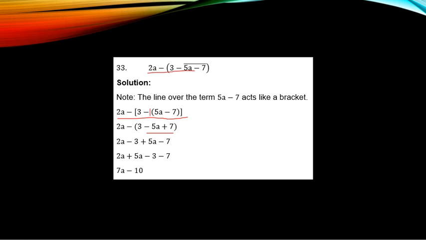Then the minus outside is also like minus 1. So if you open the bracket, you have 2a minus 3 minus times minus 1 times minus 5a is plus 5a, minus 1 times plus 7 is minus 7. Then you can bring like terms together, not collecting, you are bringing them together. So you have 2a plus 5a minus 3 minus 7, and you have 7a minus 10. 7a minus 10. Okay?